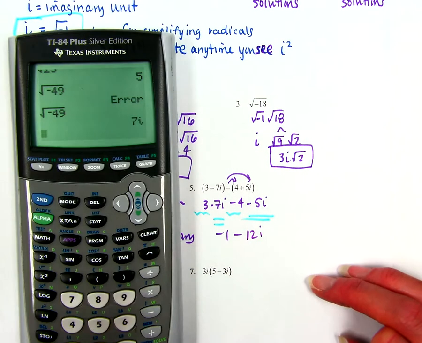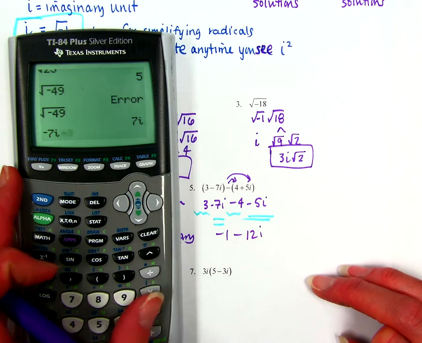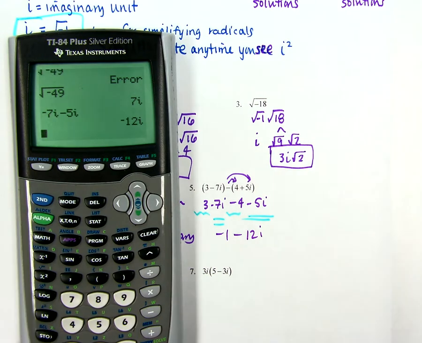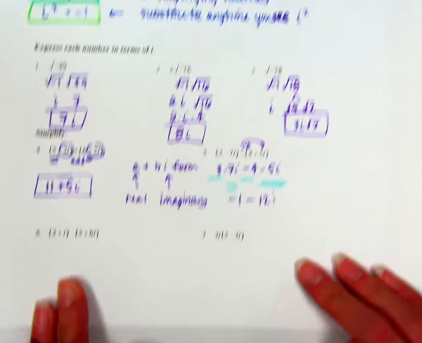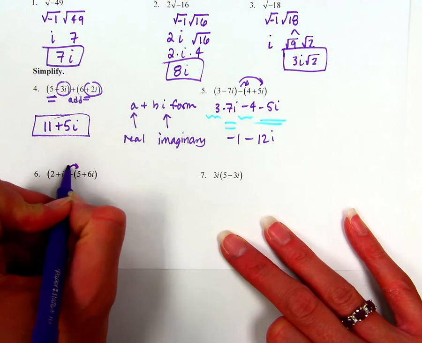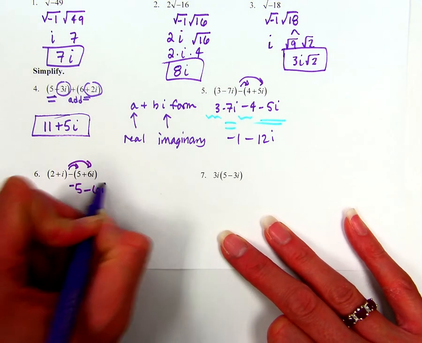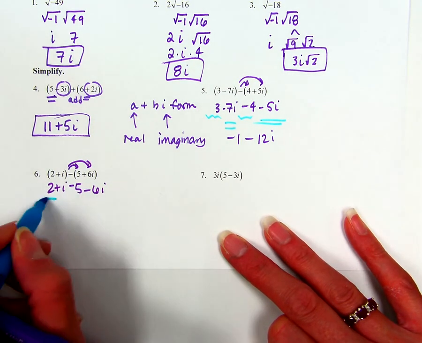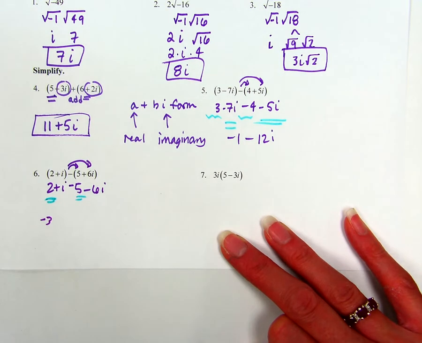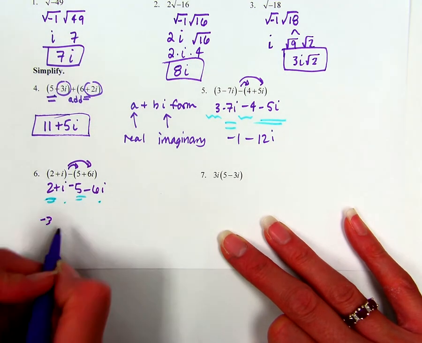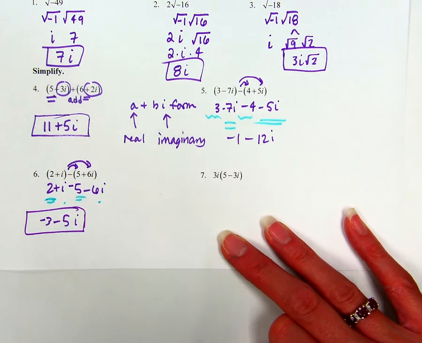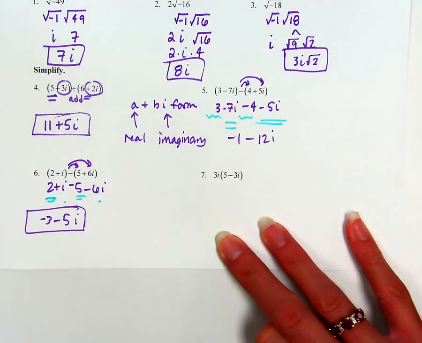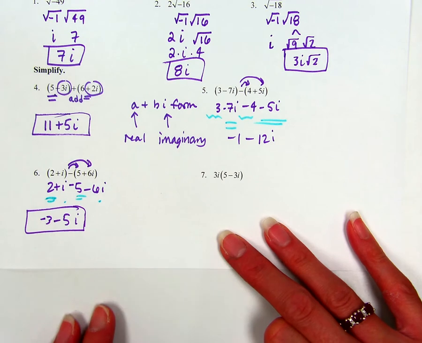If you really want to, you could do negative 7i minus 5i, and that's negative 12i. Right? But I think you can add negative 7 plus negative 5 and know that that's negative 12i. All right, one more negative that I need to distribute. So negative 5 minus 6i, and then combine your like terms. So 2 minus 5 is negative 3. I minus 6i is negative 5i. And then I'd like to double check that it's in the right order. So negative 3 comes first and negative 5i comes second.